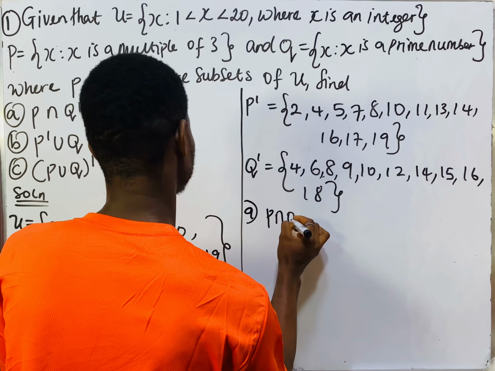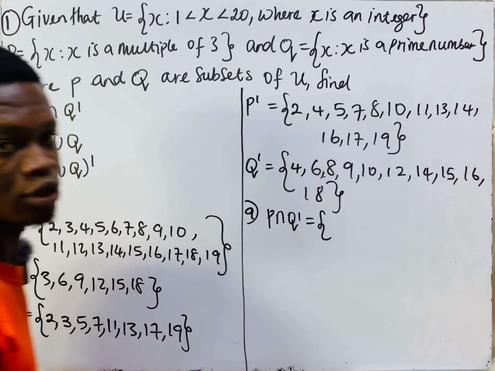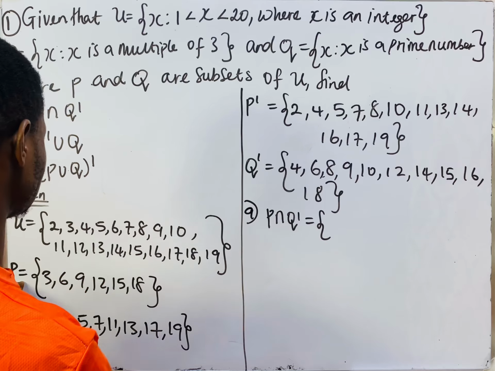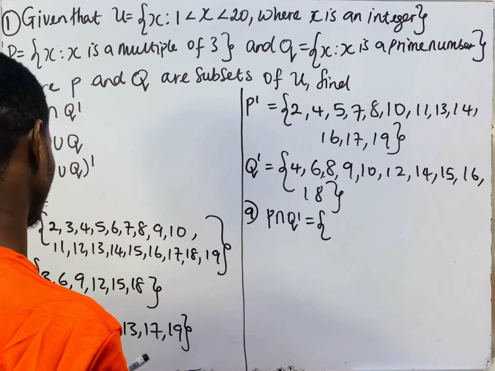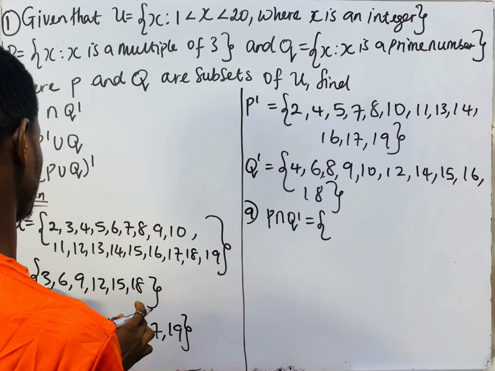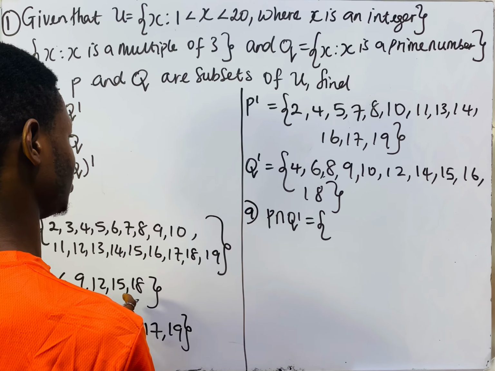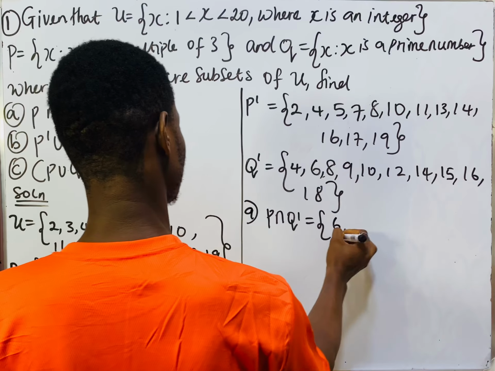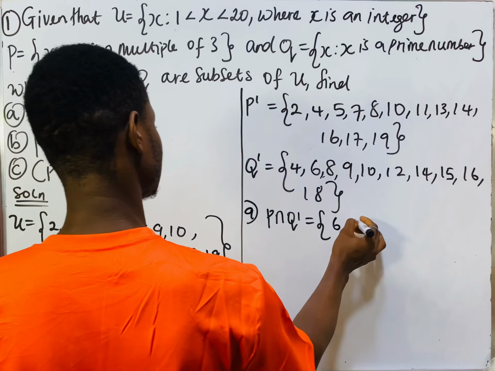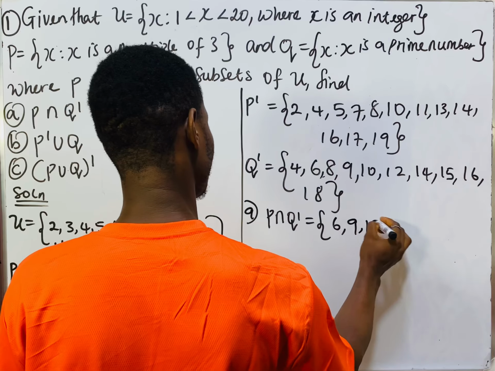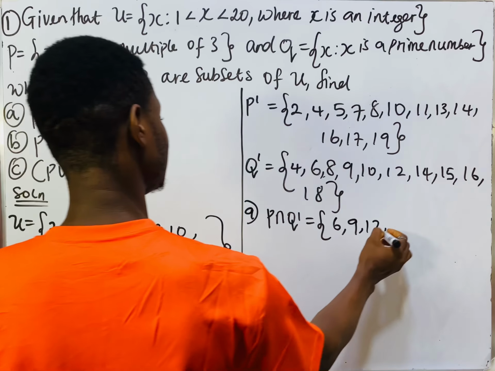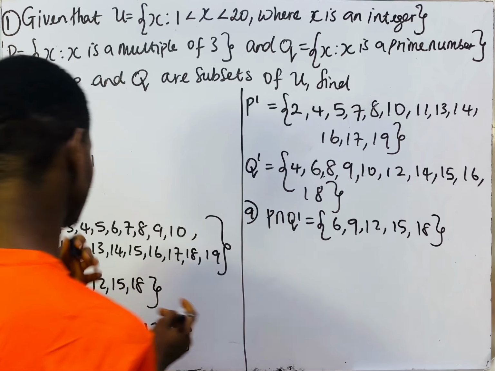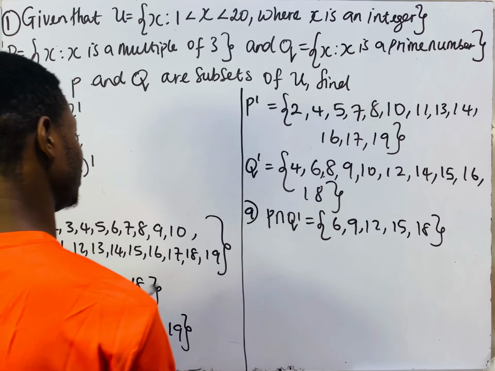So P intersect Q prime. To get P intersect Q prime, what do they have in common? What do they have in common? 6, 9, 12, 15, and 18. So this is P intersect Q prime.